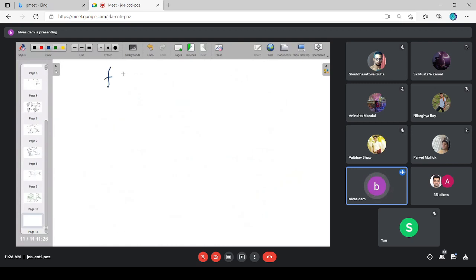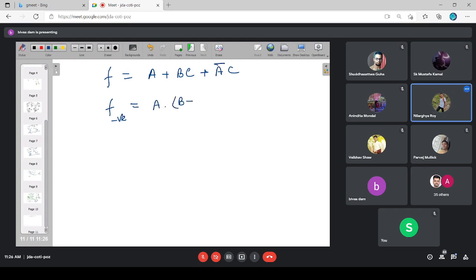If you are told that under the positive logic system, I have one F which is A plus BC plus A bar C, what will be the circuit representing under the negative logic system? So F negative is nothing but the dual of this: A dot (B plus C) dot (A bar plus C). So that's the expression under negative logic.